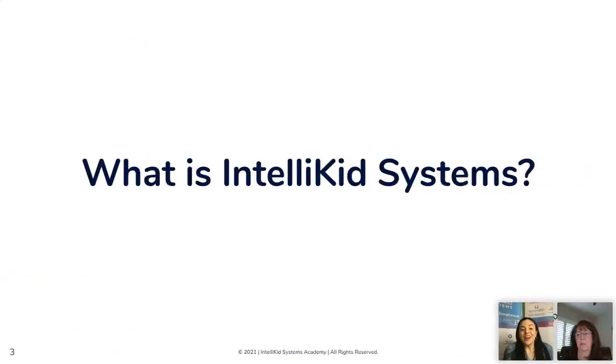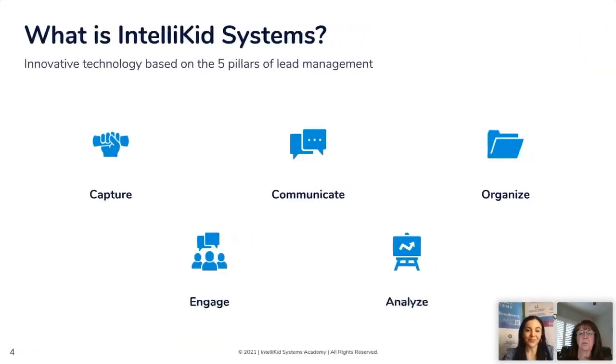So for those who do not know us, what is Untitled Systems? Untitled Systems is a system designed to help nurture your leads all the way through the registration process. We are a lead management system that helps you stay organized and on track with your enrollment processes. We believe there are 5 key pillars in the lead management process: capture, communicate, organize, engage, and analyze.